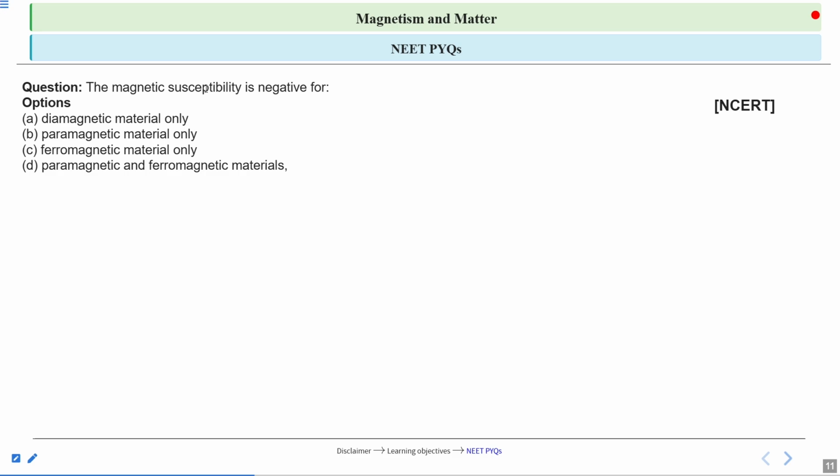Now the next question: the magnetic susceptibility is negative. Magnetic susceptibility chi is equal to M by H, magnetization upon magnetic intensity. It is negative for which type of material? Option A, diamagnetic material only; option B, paramagnetic material only; option C, ferromagnetic material only; or option D, paramagnetic and ferromagnetic materials both. So I will give you some time to think about it.